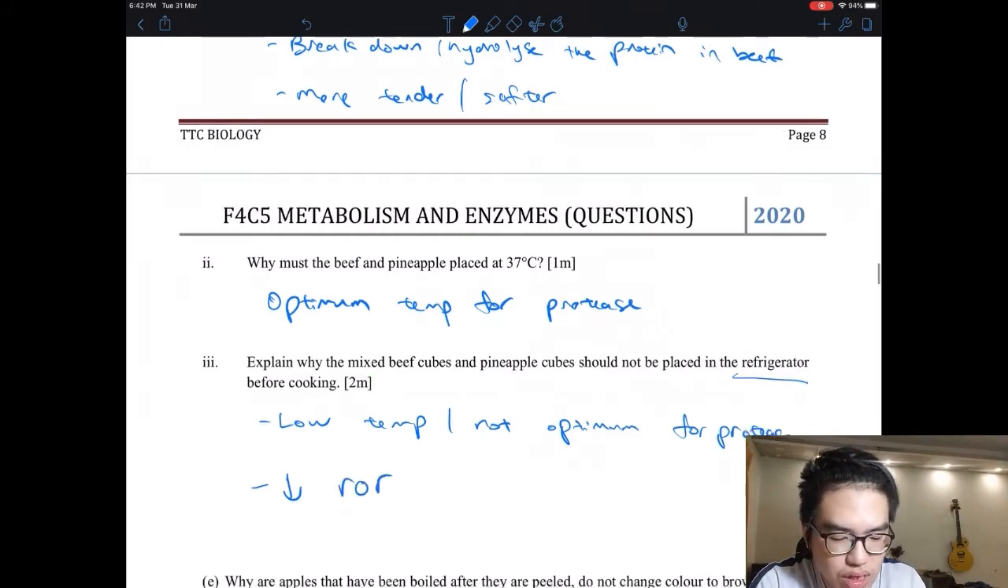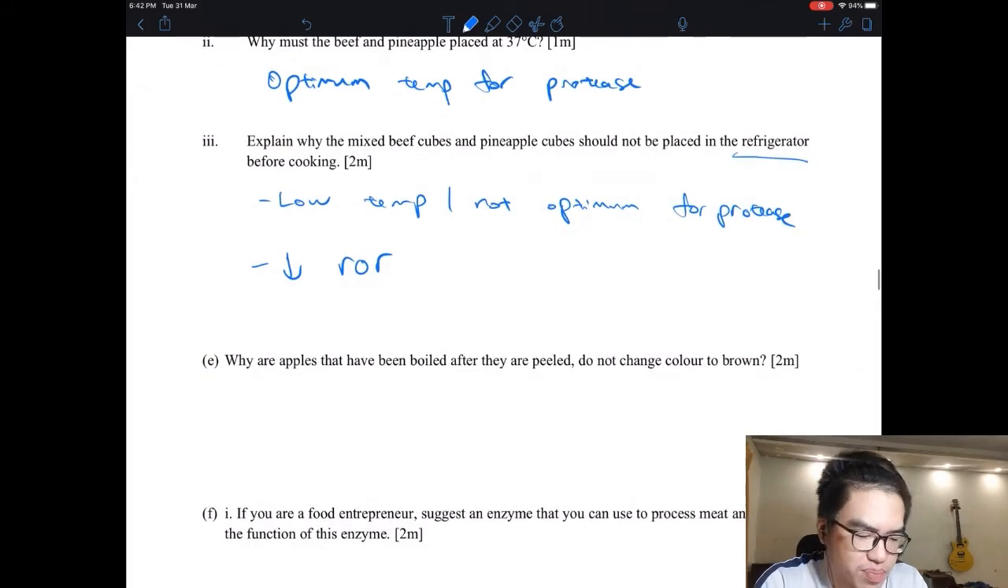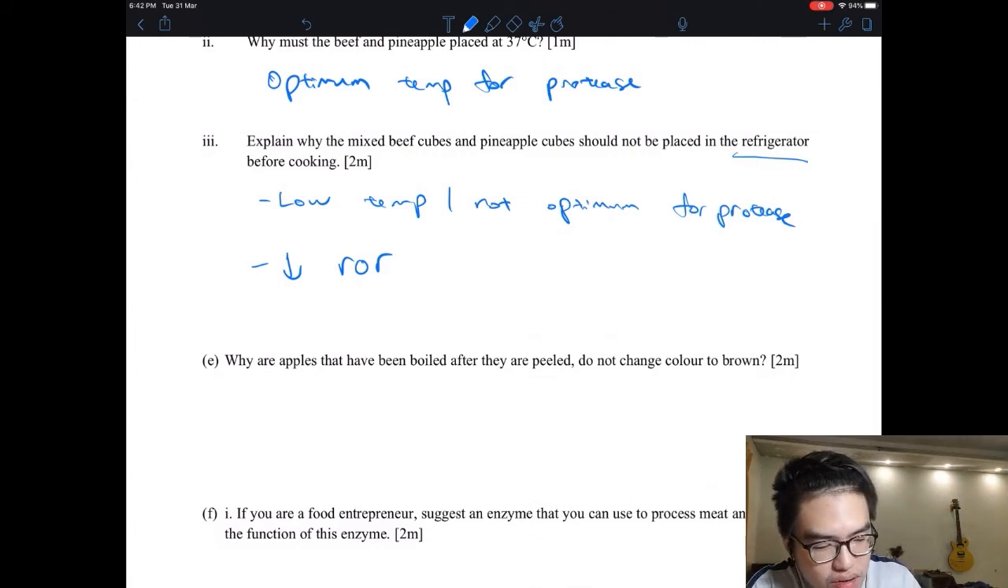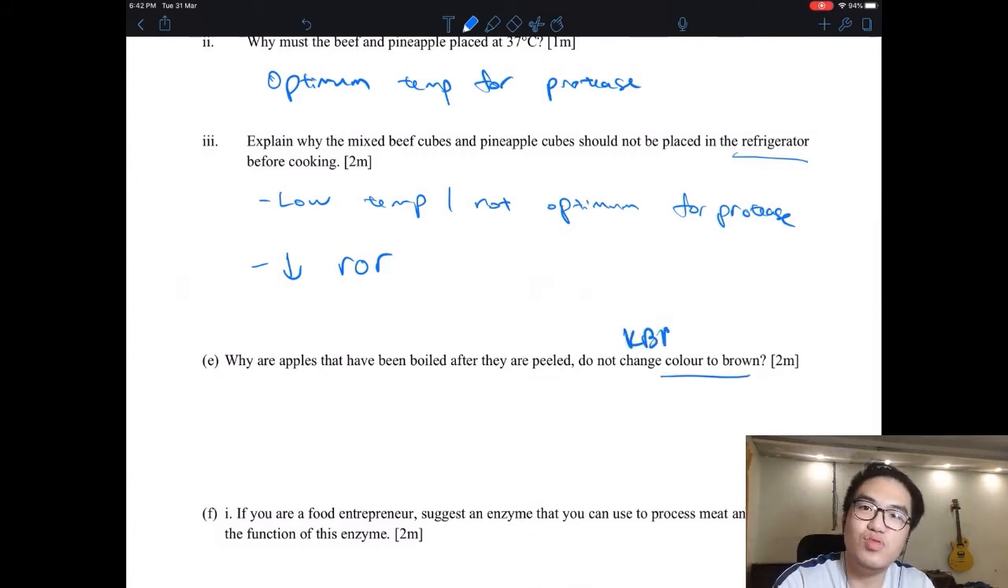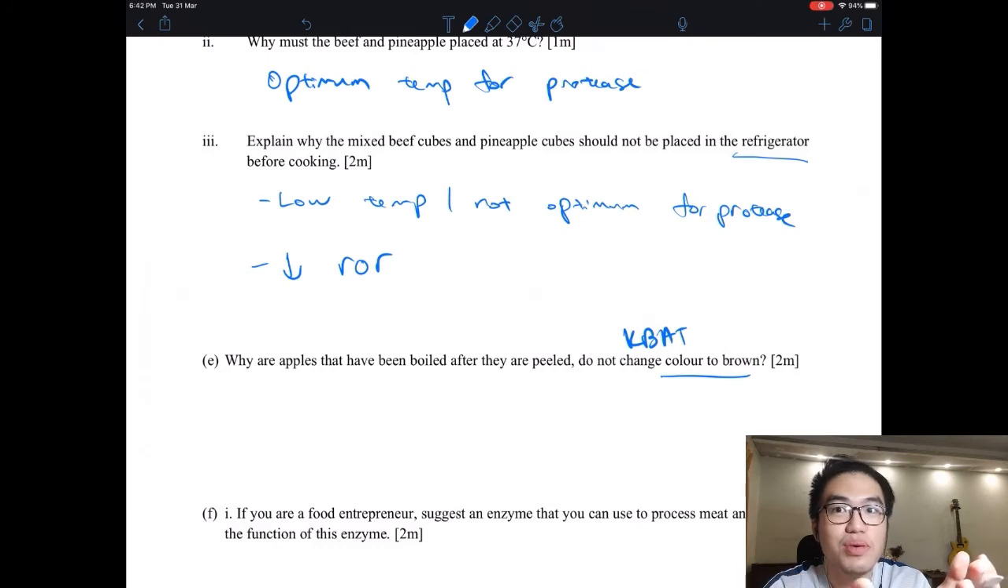Very simple. So E, why are apples that have been boiled after they are peeled do not change color to brown? This is a very good KBAT question. When you cut an apple and leave it at room temperature for a while, it turns brown. Because this is related to enzyme again. Apple has a type of enzyme that will oxidize it to brown. After cooking, can you cook enzyme? No, enzyme is a protein. When you cook protein, it becomes, what's the word? Denatured. Denatured means the protein is spoiled.